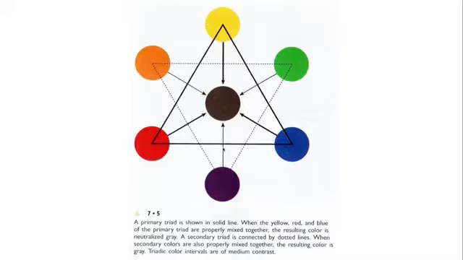When you put those colors next to each other, say a blue next to an orange, you're going to get a simultaneous contrast, a super high contrast, and the color is going to vibrate.